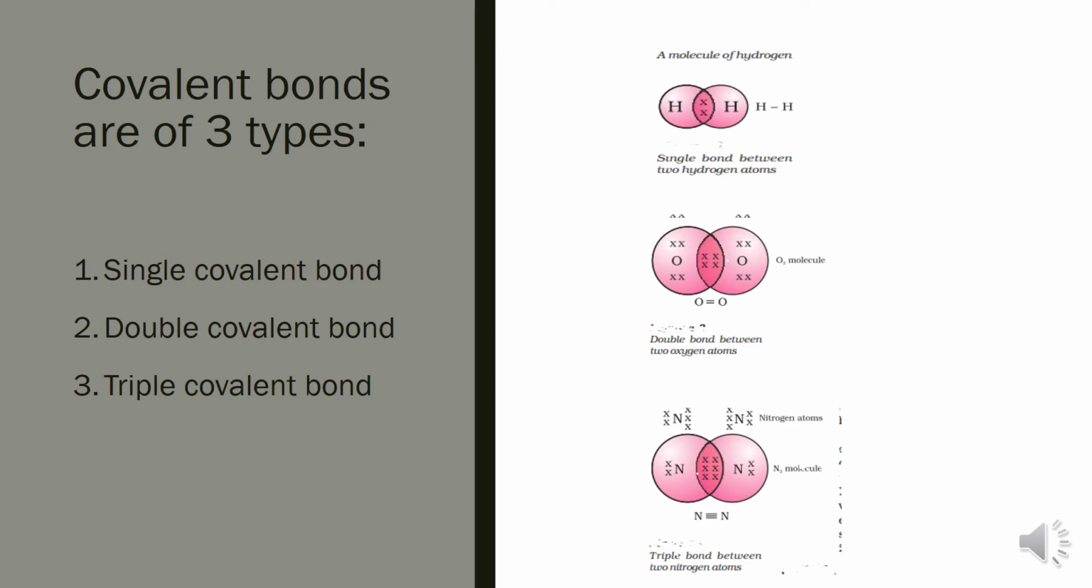We were talking about the carbon compounds, and I introduced you to the term covalent bonds. And today I am going to elaborate this term, covalent bonding, with its types and examples also.